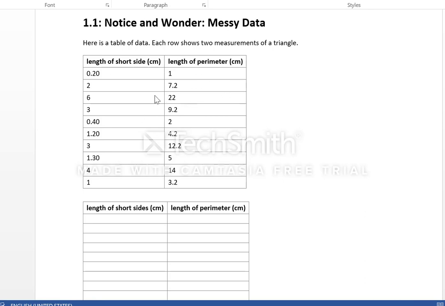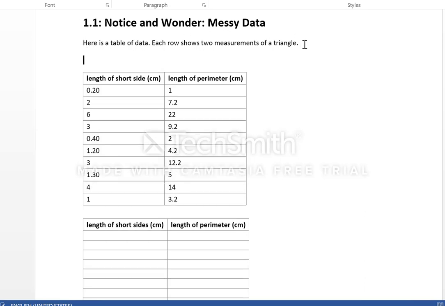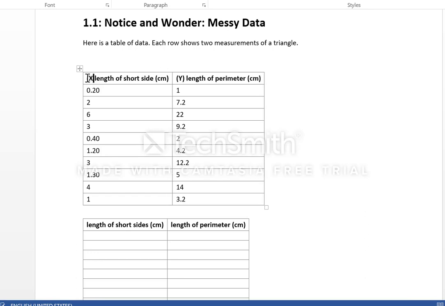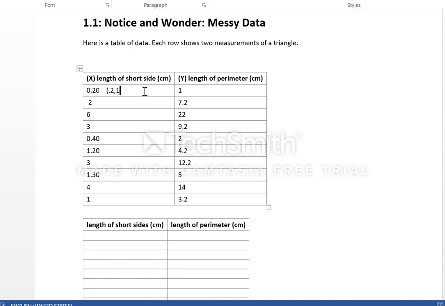Remember, whenever you have a table, just automatically assume, unless they tell you different, that the left side of your table, which is this portion here, is going to be your X, and then this portion on this side here is going to be your Y. So if I were to take these coordinates out of this, I would automatically assume that this is X and Y. So for instance, these two coordinates in here would be 0.2, comma 1, right?